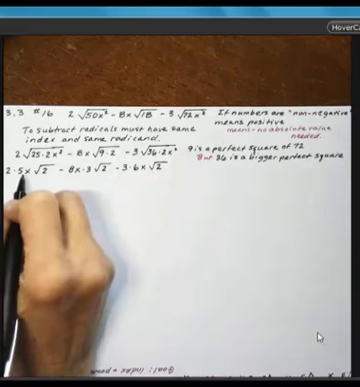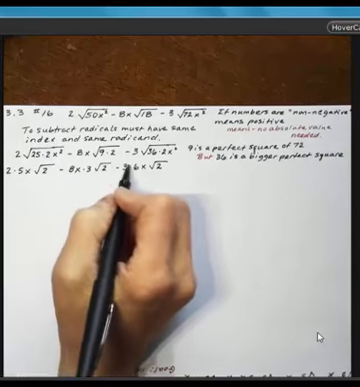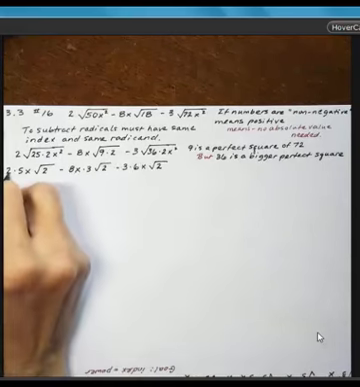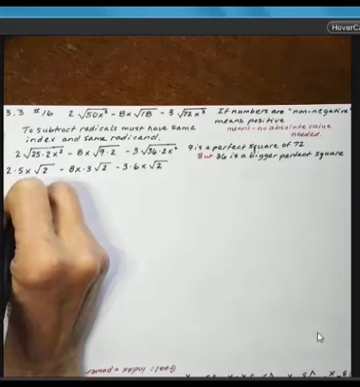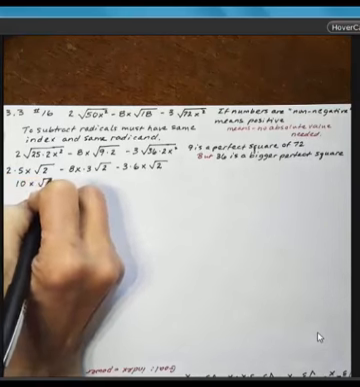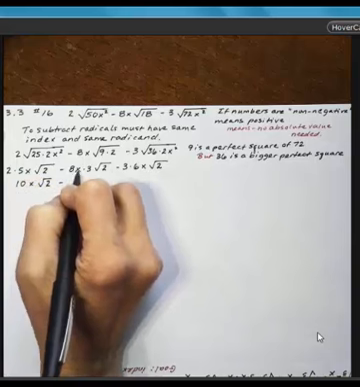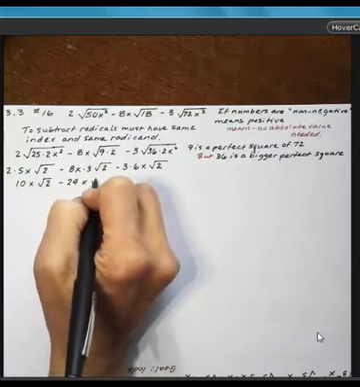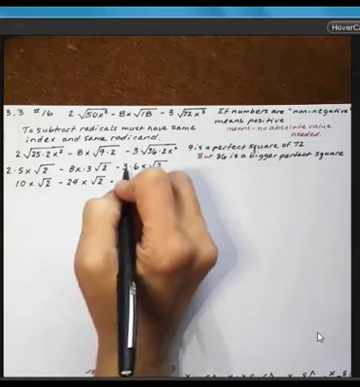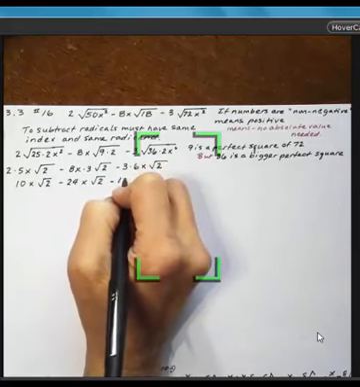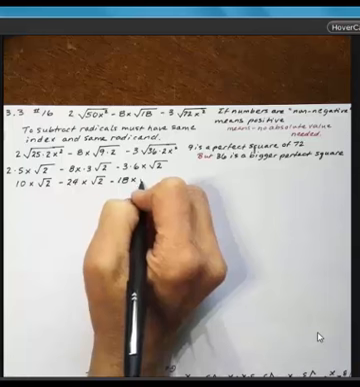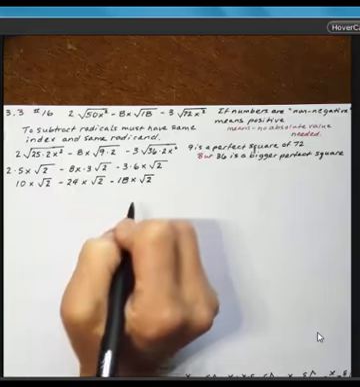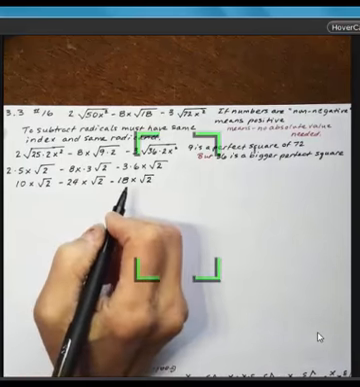I'm going to simplify all these coefficients in front of my radical now, just by multiplying. So 2 times 5x is 10x. Minus 8x times 3 is 24x. Minus 3 times 6x is 18x. Square root of 2. Ooh, cool! Look at what I have here.